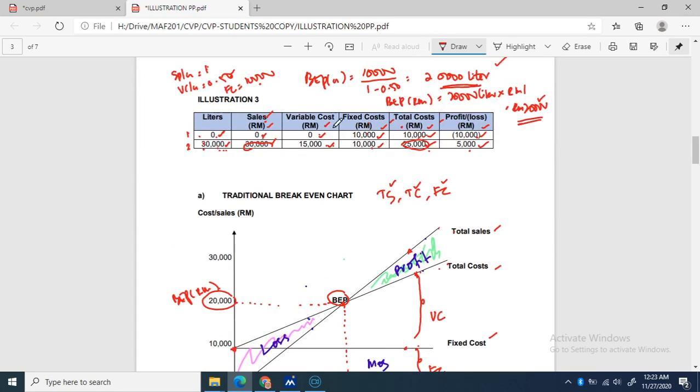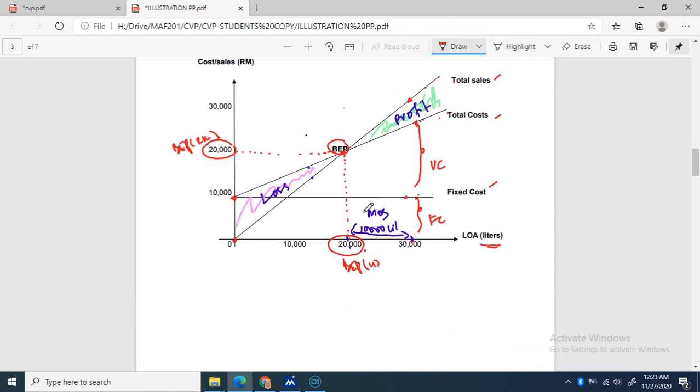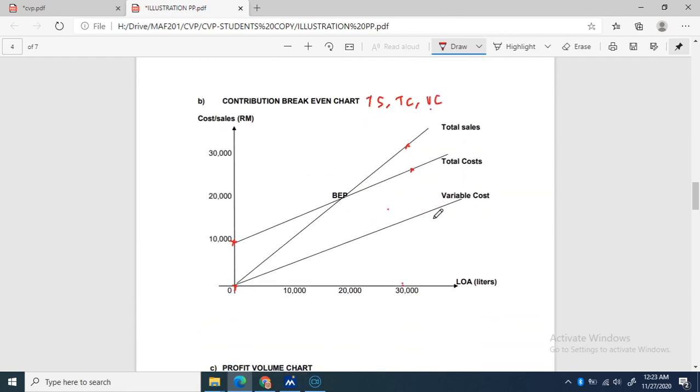But now we draw the variable cost. At 0, we have 0. At 30,000 liters, we have 15,000 ringgit of total variable cost. So we draw a straight line for variable cost. The total cost line and the variable cost line should be parallel.